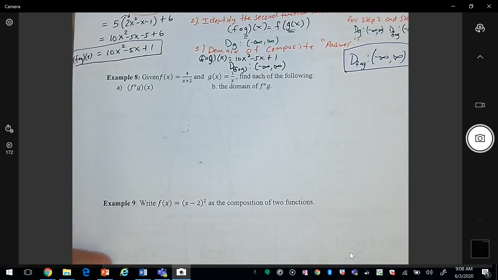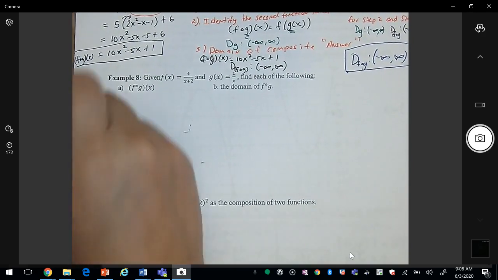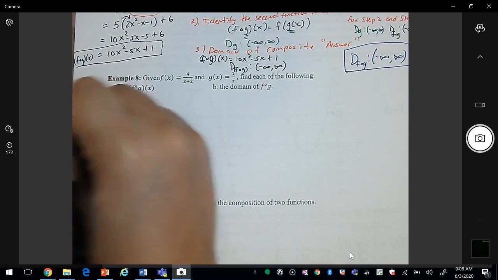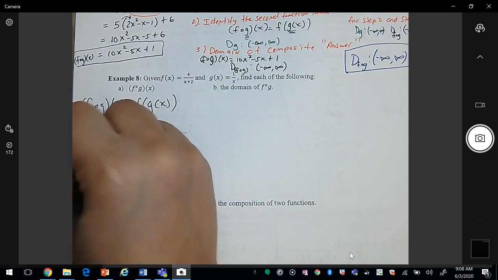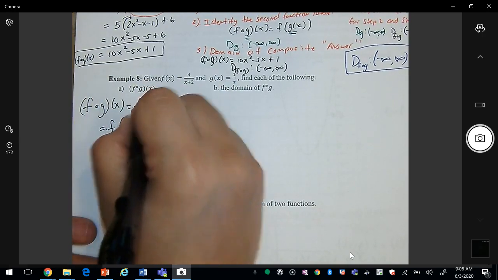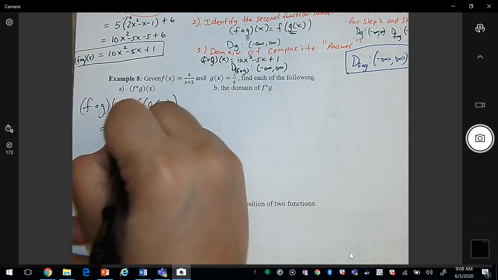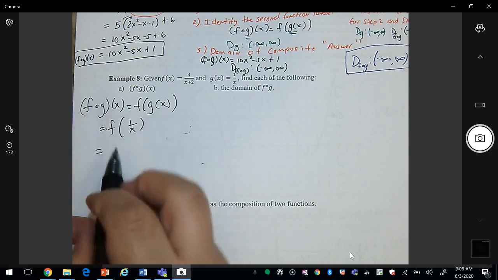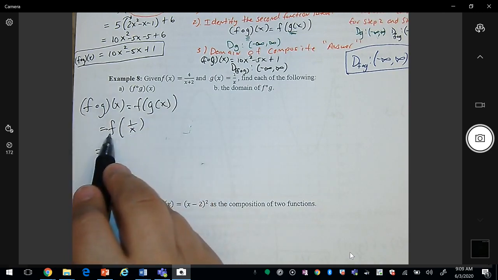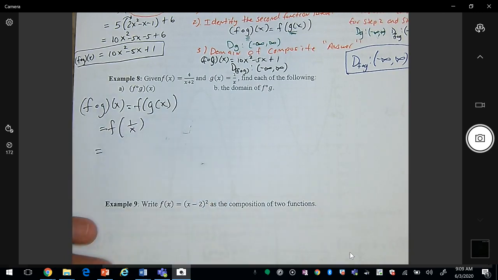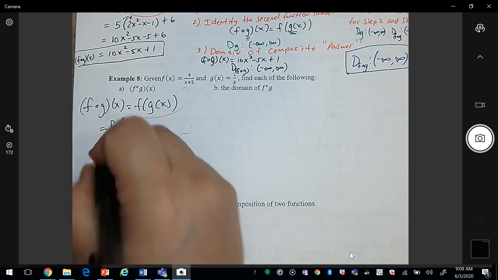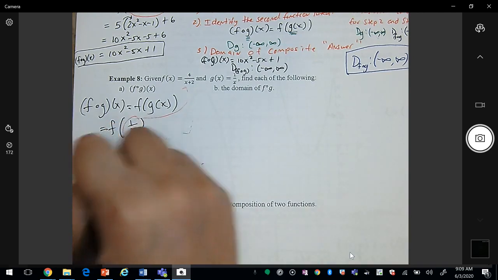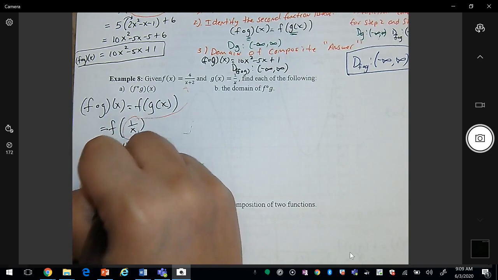And you'll see why it's important in the next example. So f of g composed of x is f of g of x. So if I plug in g of x is 1 over x. And now everywhere I see x in the function f, I'm going to replace with 1 over x. So we're taking this and plugging it in for this x. So we end up with 4 over 1 over x plus 2.